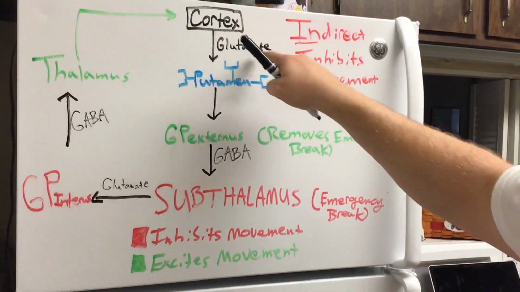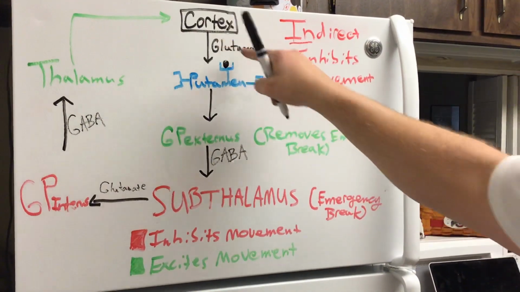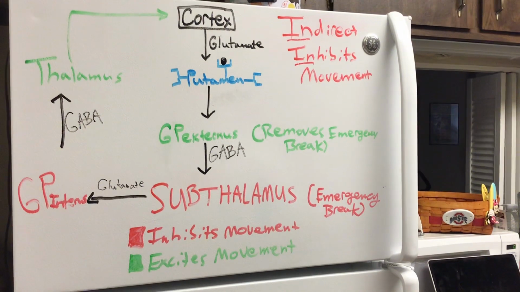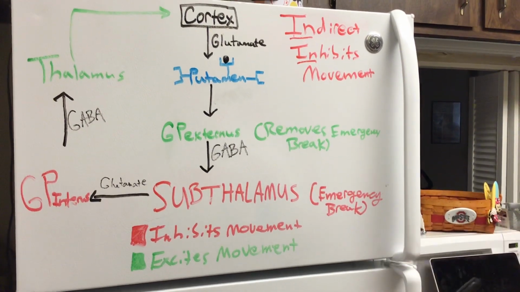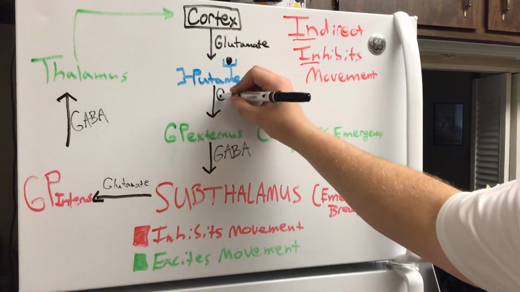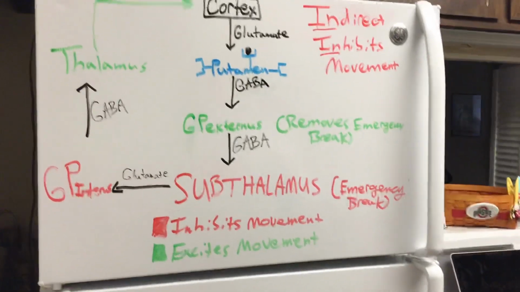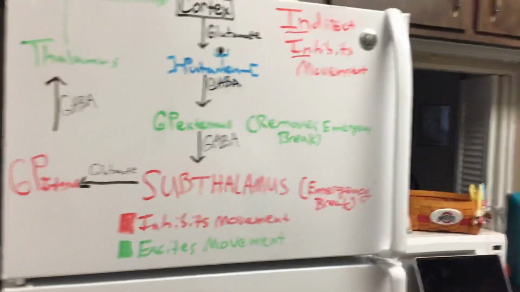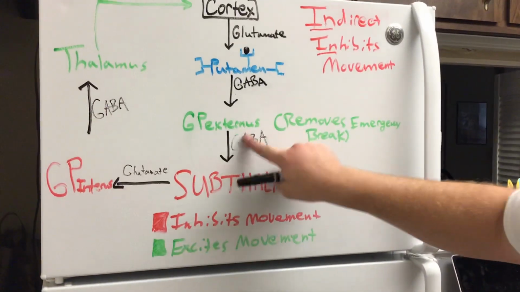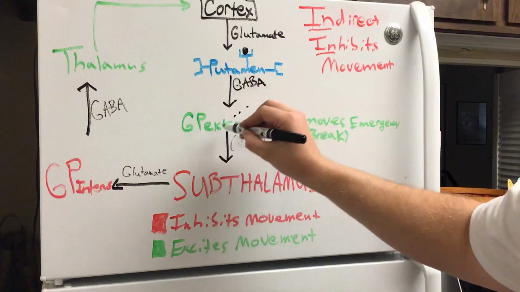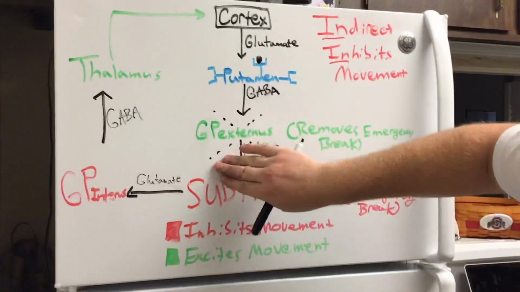So the cortex is going to release glutamate, okay? It's going to bind to the putamen cells. Okay? And glutamate by itself is an excitatory neurotransmitter. So it's going to get the putamen all excited. It's going to get it going. And when the putamen's excited, remember, it's going to release GABA, just like about every other neuron in this pathway. And what is GABA? GABA is an inhibitory neurotransmitter. Okay? So what are we going to do with GABA? GABA is going to get sprinkled all over the globus pallidus externus, and it's going to basically take out that pathway.